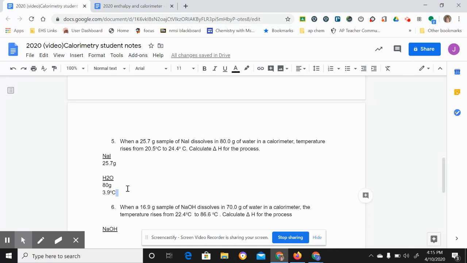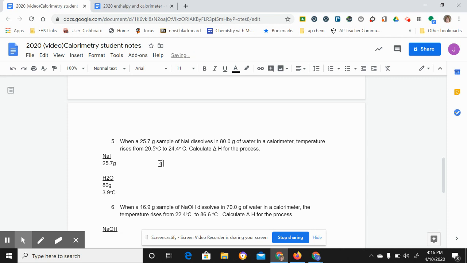3.9 degrees C. That's my delta T, right? So now we have to figure out what we need. Can I figure out my Q value? You might use Q equals mc delta T. We know that our C, you always need to know this, the specific heat of water is 4.18. So we can find our Q, we can find our heat. We're not going to find our delta H yet, we're going to find our heat.